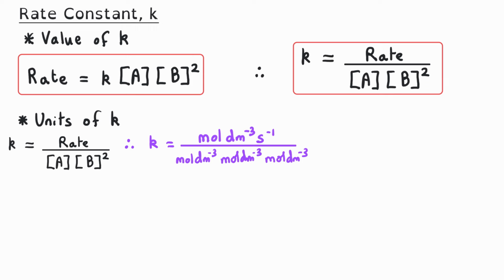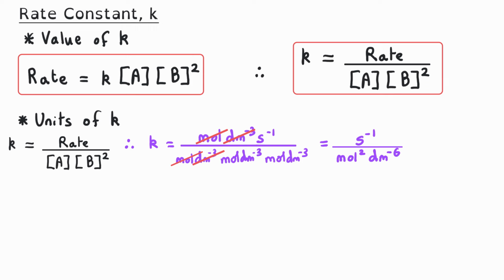And then we need to simplify this down by cancelling out terms that appear on the top and the bottom of this fraction. So that's 1 lot of moles and 1 lot of dm minus 3, and then combine those terms on the bottom of the expression where moles multiplied by moles is mole squared, and dm minus 3 multiplied by dm minus 3 is dm minus 6. And so we have this 2-line fraction for the units of the rate constant.